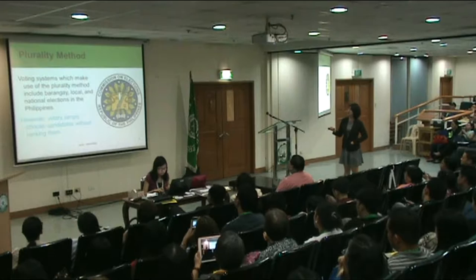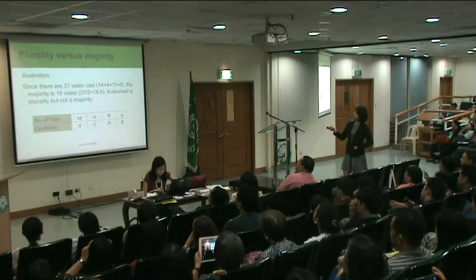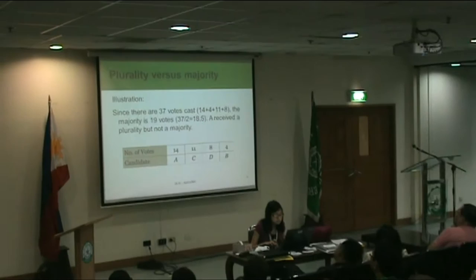This is an illustration that compares plurality and majority. Okay? So we make our conclusion. Here you can see that A got 14 votes, but you need 18.5, or rather 19 votes, to have a majority. So A will be the winner by plurality but not by majority.